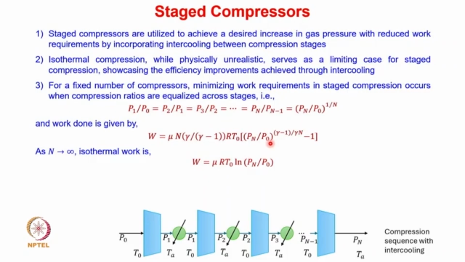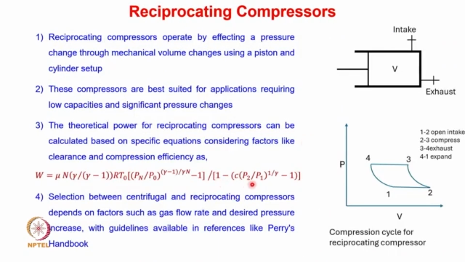So this additional factor divides the previous equation. Remember, this is the previous equation, and it is divided by this additional factor in reciprocating compressors. Again, in this case, the selection between centrifugal and reciprocating compressors depends on factors such as gas flow rate and desired pressure increase, with guidelines available in references like Perry's handbook.